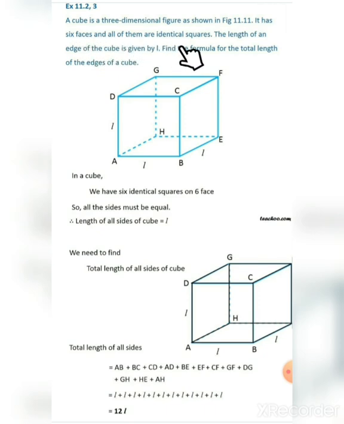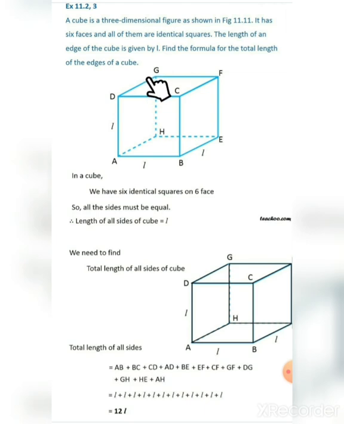and all of them are identical squares. As we know, cube is having all the 6 squares same, they are having equal area. The length of an edge means side. The length of an edge of the cube is given by l, means one of its side is given by l. Find the formula for the total length of the edges of a cube.